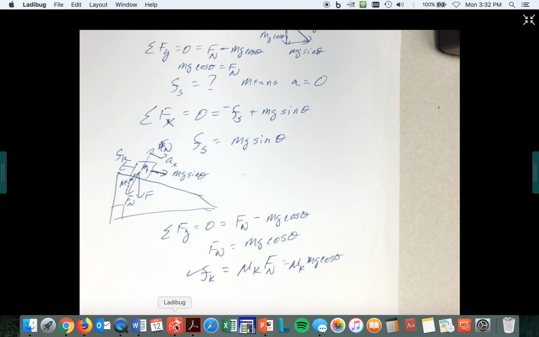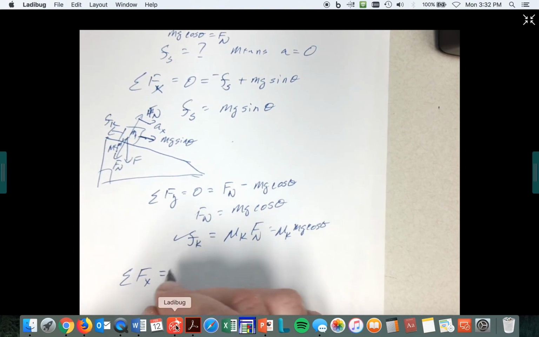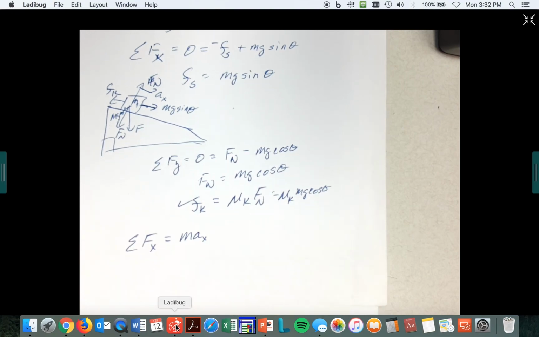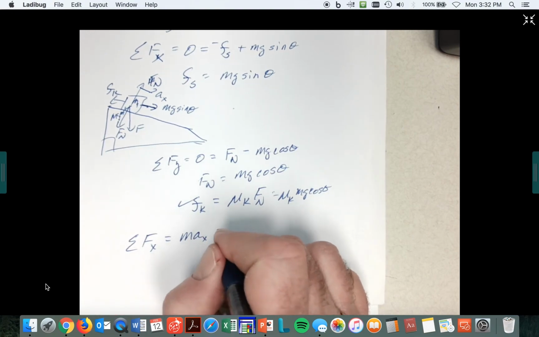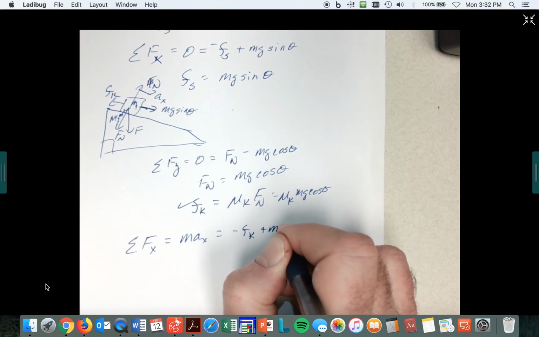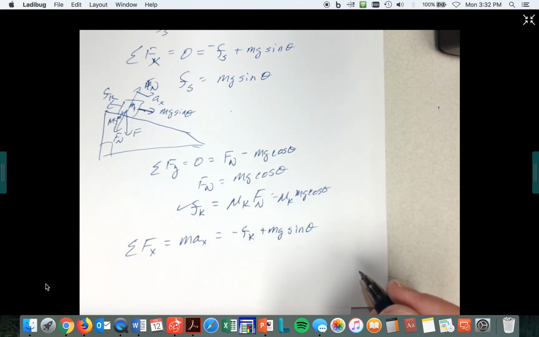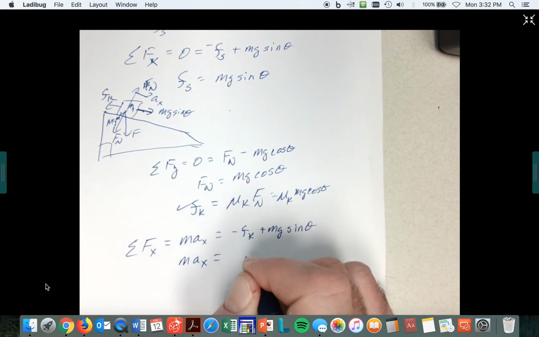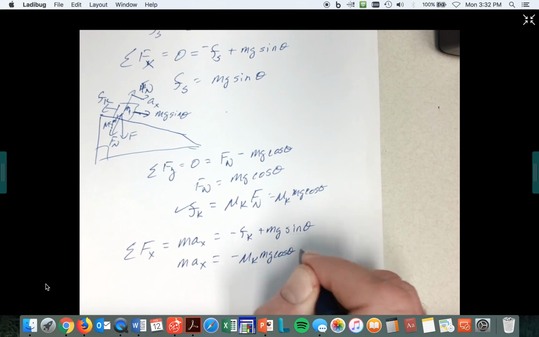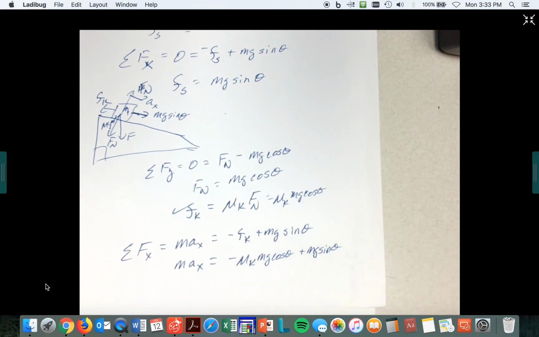New equation. Then to calculate the acceleration, the sum of the forces in the x direction is equal to mass times acceleration, except it's going down the incline. We let that be equal to minus F of k plus mg sine theta. That's how you'd calculate the acceleration. We've got ma_x is equal to minus mu of k mg cosine theta plus mg sine theta.